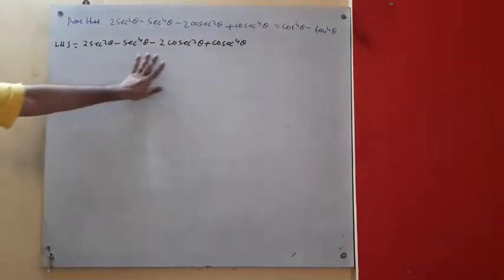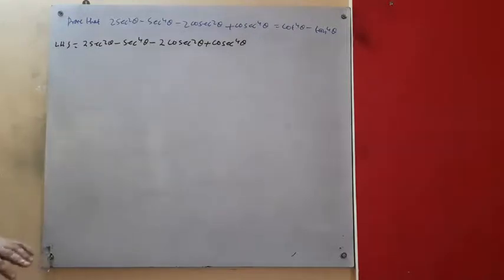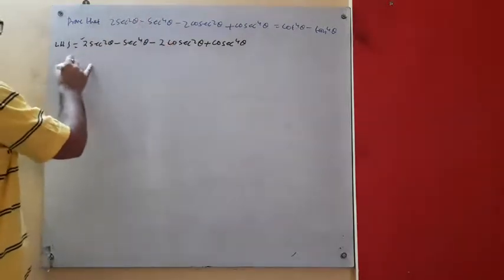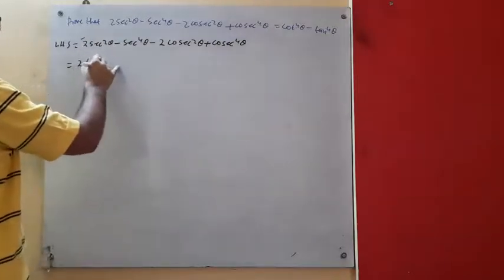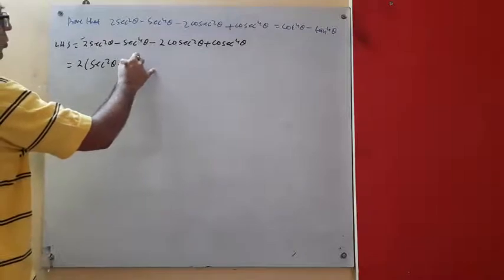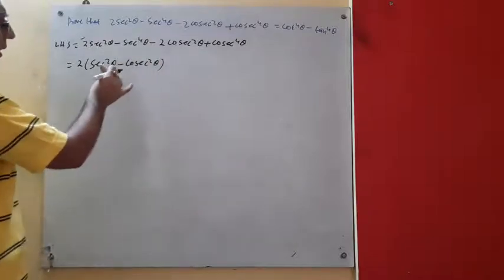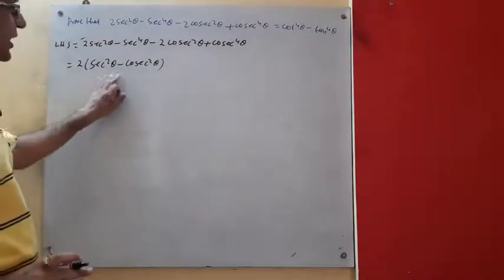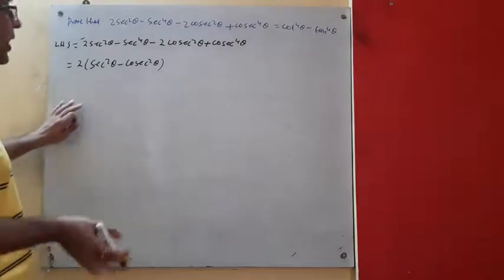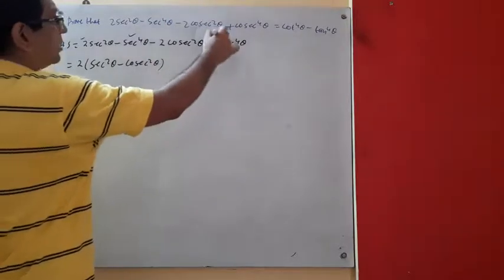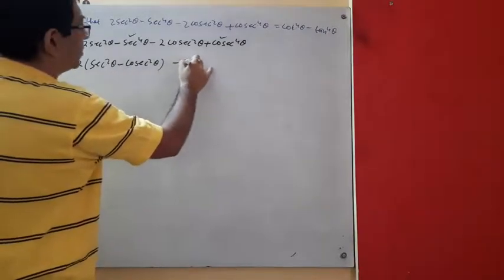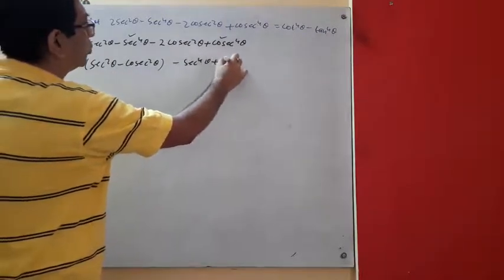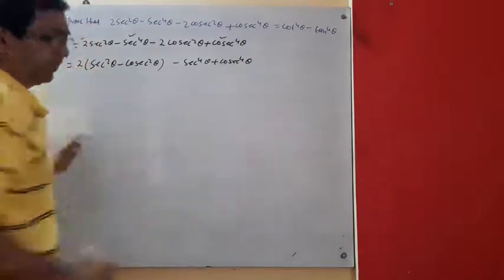So I have written the one. What to do? Cot and tan we have to do. There is 2 and 2. From these two portions, we take common 2. What we are getting? Sec square theta minus cosec square theta. But there is no relation between sec theta and cosec theta. Still I am writing. Why? Because another term is coming from these two. Or you can write minus sec to the power 4 theta plus cosec to the power 4 theta, right?